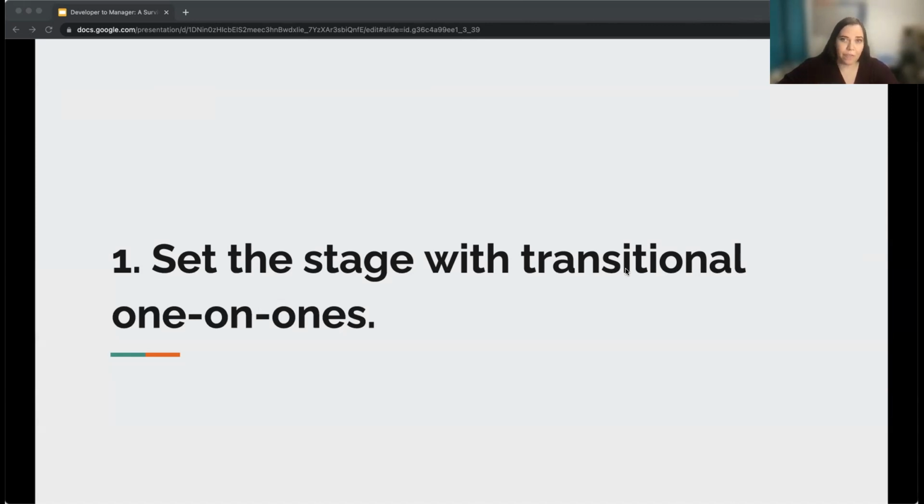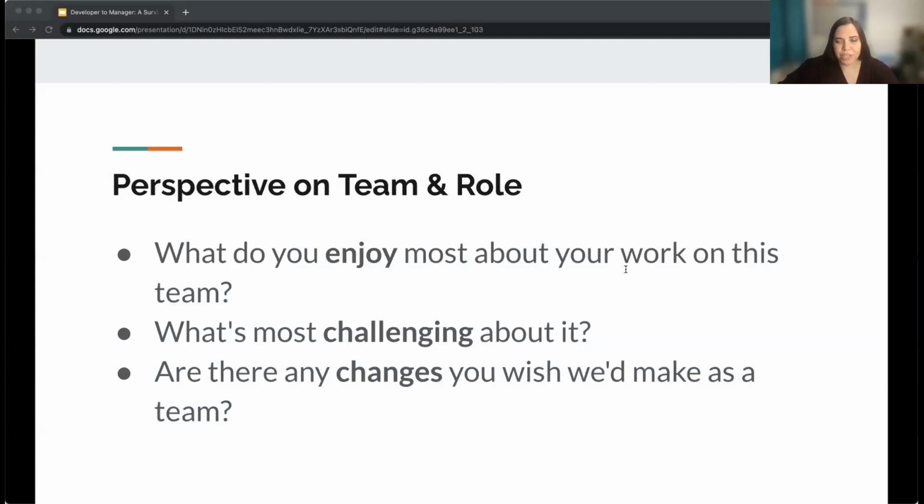When I do these, I focus on 3 parts. One is getting their perspective on the team and the role. The second one is talking about our working relationship. And the third one is making room for wildcards. So first up, getting their perspective on the team and the role.